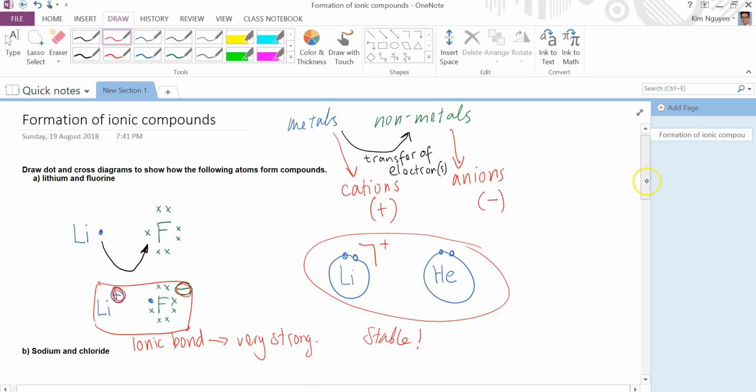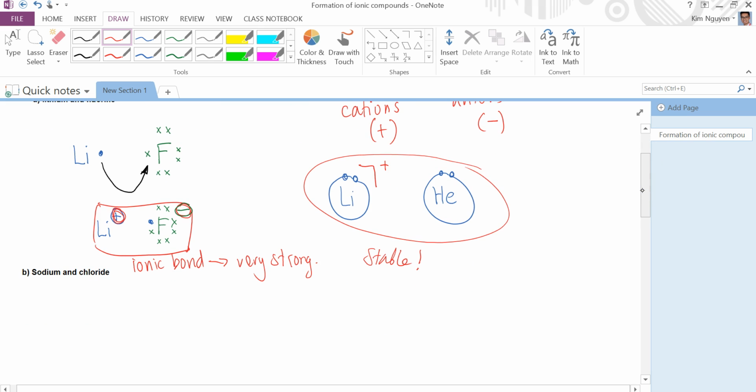Okay, now sodium and chlorine, sorry, I wrote chloride here. It's worth noting that the element, before it becomes an ion, doesn't take on the -ide suffix. Fluorine over here, when it becomes an ion, this is a fluoride ion.